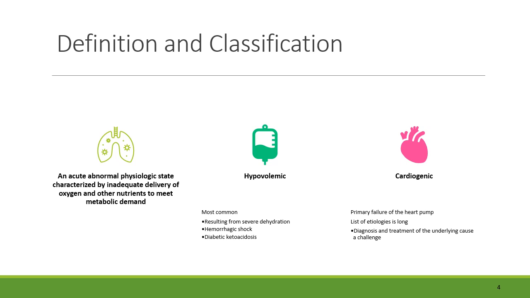Cardiogenic shock. As the name implies, it describes primary failure of the heart, the pump that puts all the blood around the body. In children, cardiogenic shock may be observed after cardiac surgery or from primary disease processes like myocarditis or cardiomyopathy. However, there are many reasons for cardiogenic shock, making diagnosis and treatment of the underlying cause a challenge.